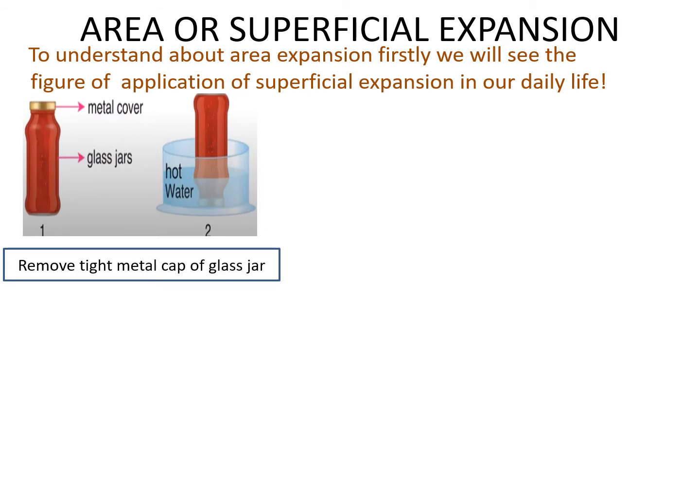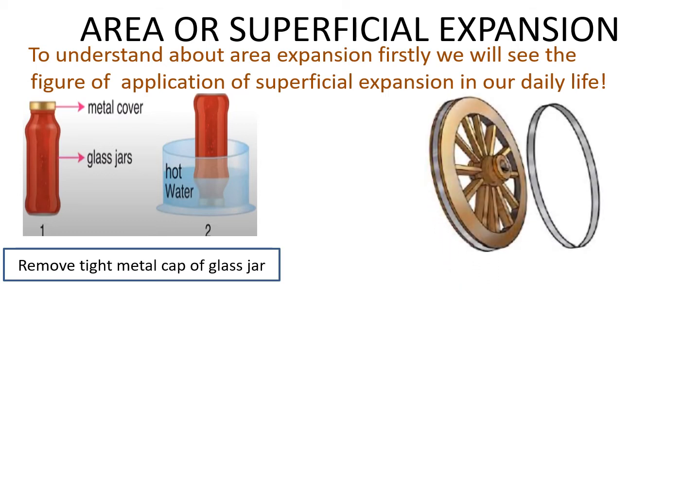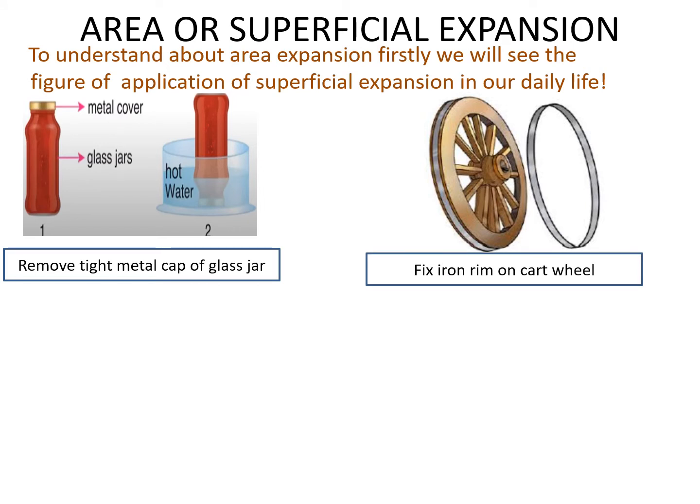From the first figure, we see that we can remove the tight metal cap of a glass jar. We put the metal cap in hot water, or we can do it another way, pouring hot water above the metal cap. After we pour the hot water on the metal cap, it will be easier to open. And in the second figure, you see that we can fix the iron rim on a cartwheel.